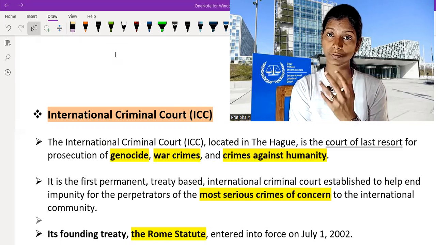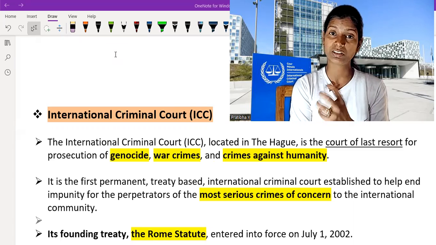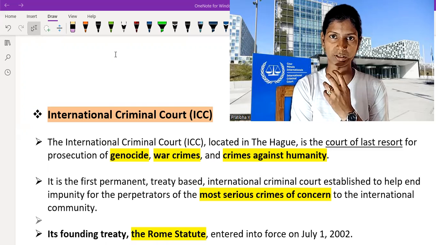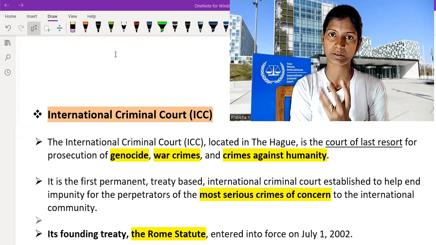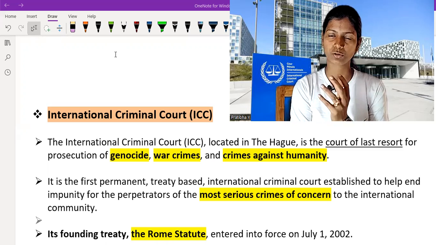So what is the role of International Criminal Court? What is its jurisdiction, which types of crime are dealt with in it, and what are the limitations of this court? Who are the participating members in it, who funded it, which types of crime are reported under it, and where is it located? So we are going to talk very briefly about International Criminal Court.